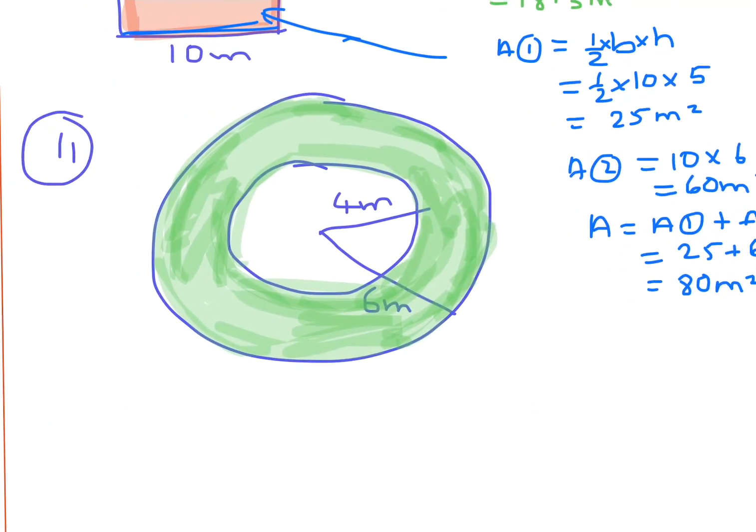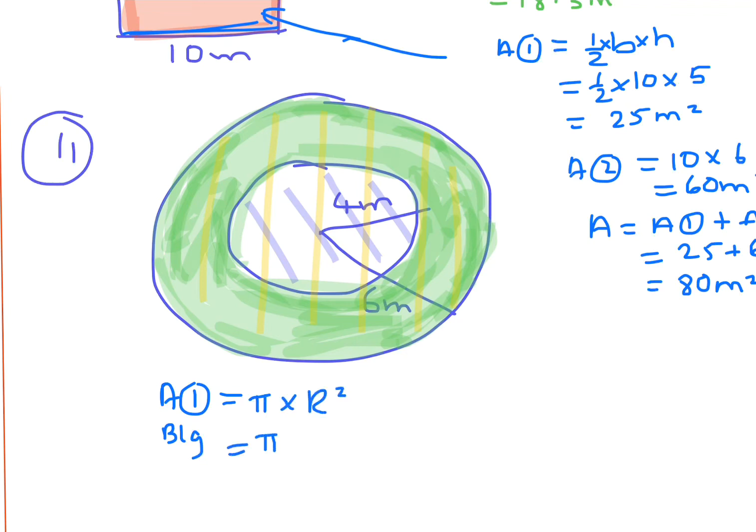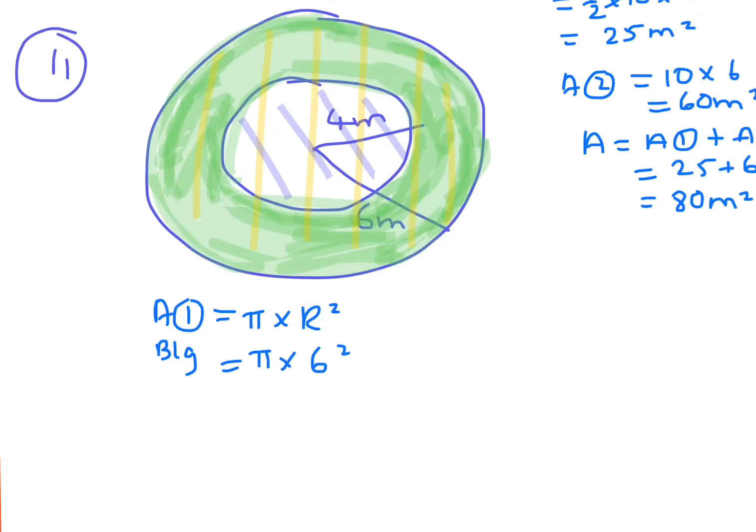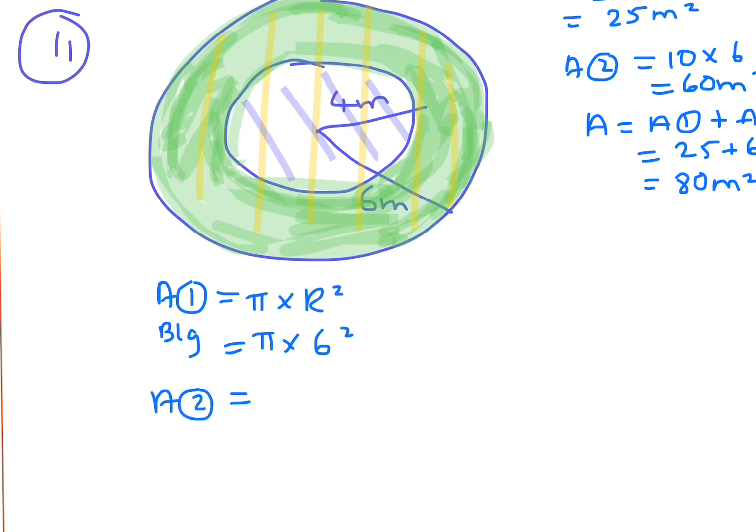Okay, and finally this last one here, the doughnutty shape. So we need to get the area of like the whole big circle, and then we need to take away the area of the circle that's inside. So area 1 will make that area of the big circle. So it's pi times radius squared. So it's pi times 6 squared. And area 2 is a small circle. So it's pi times little r squared. So it's pi times 4 squared.